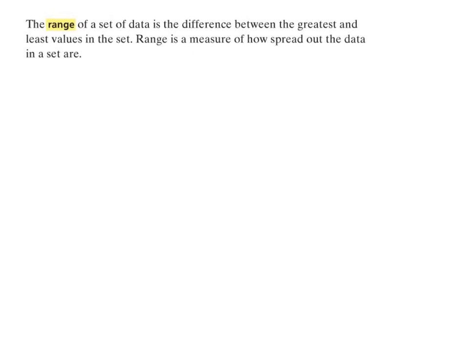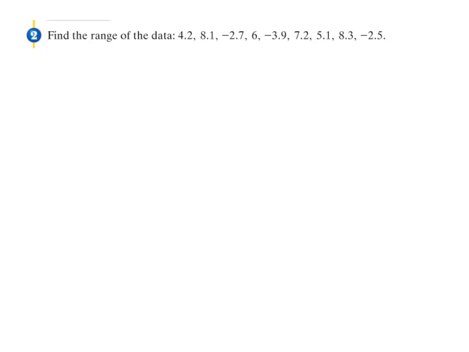The range of a set of data is the difference between the greatest and the least values in the set. Range is a measure of how spread out the data in a set are. So the range is nothing but the difference between the greatest and the least values. Let's look at this problem. Find the range of the data set.